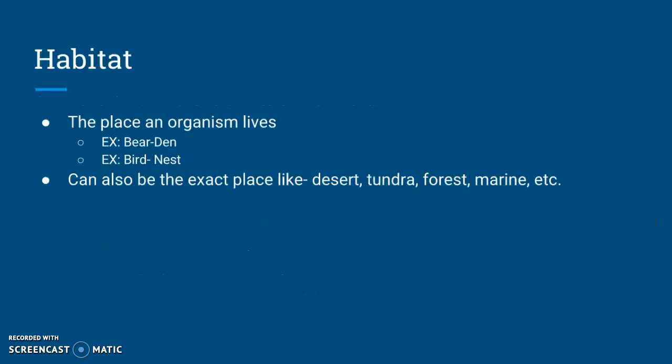Habitat is the place an organism lives. So, for example, a bear lives in a den, a bird lives in a nest. It can also be an exact place like the desert, tundra, forest, marine environment. It can be even more exact than that. It can be like a clownfish lives in an anemone in the marine environment, specifically in a certain area of that marine environment because of the temperature.